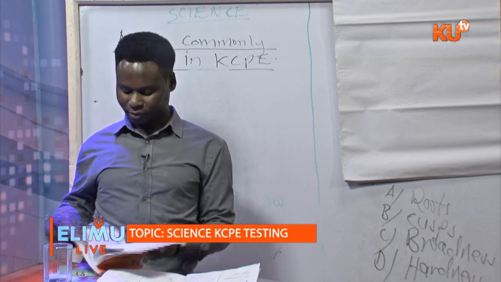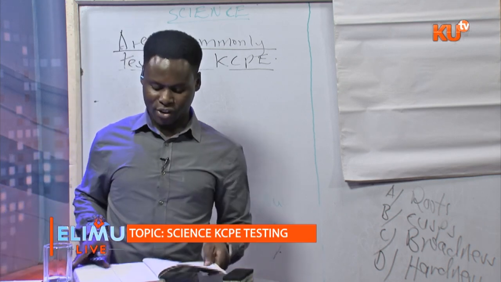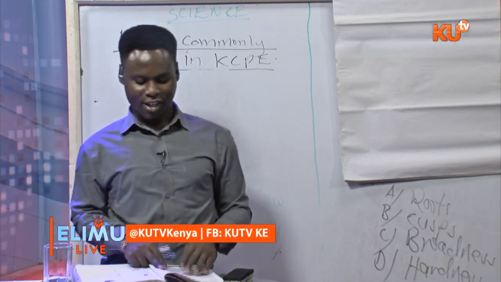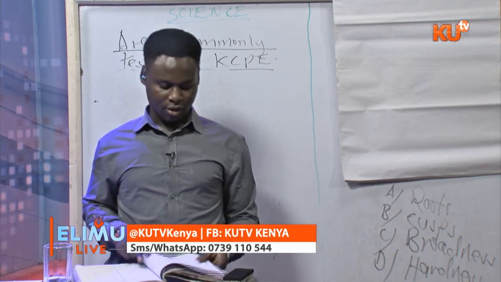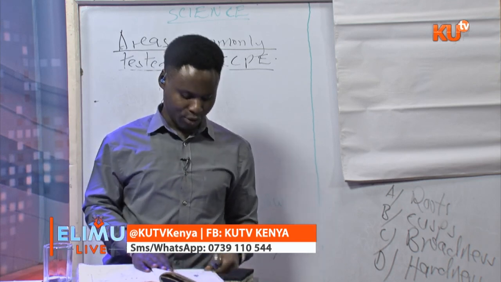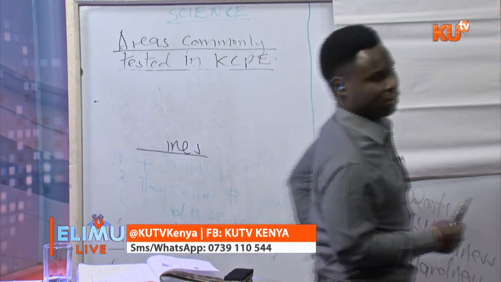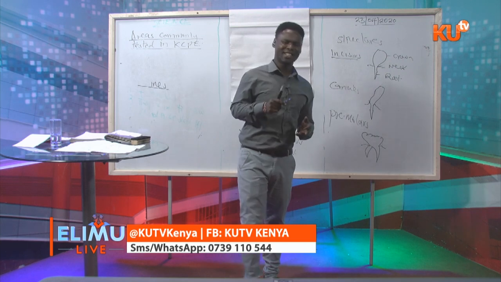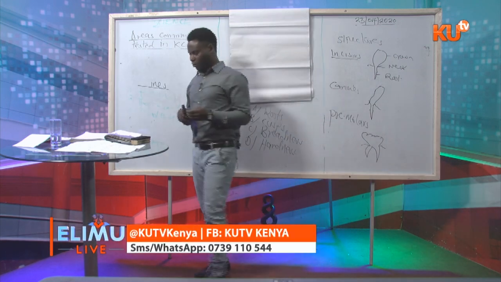So that was in 2019. What about 2018? In 2018, the question on teeth was never brought, but in 2017, it was there. That was number 46. The table below shows the type and number of teeth in an adult human being. In other words, they were asking for the number of teeth in the mouth. Remember, we have said that we have 8 incisors, 4 canines, 8 premolars, then 12 molars.